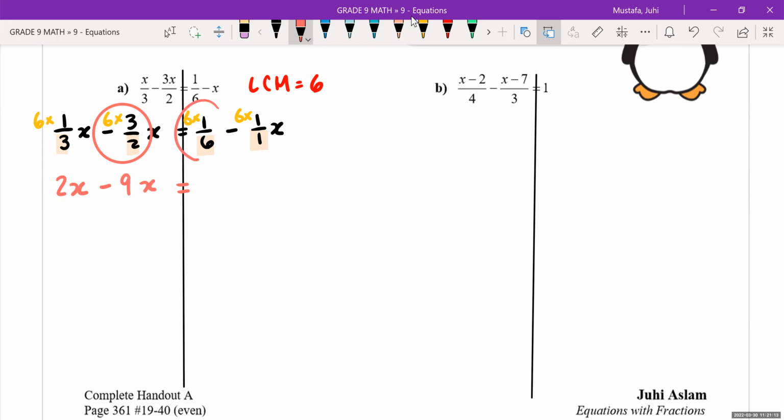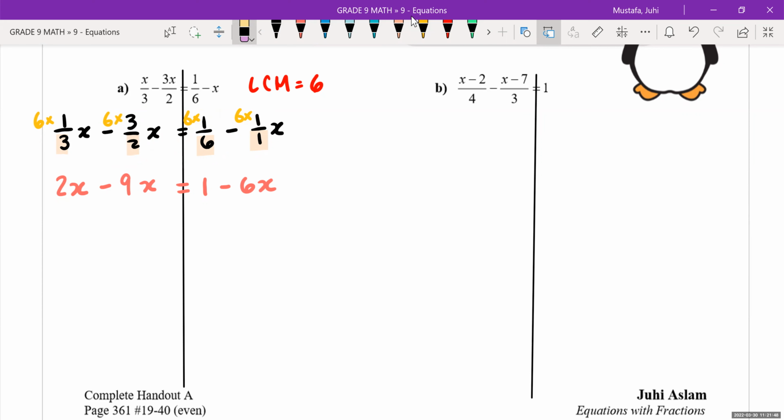Okay, on to the next one. 6 times 1 is 6. So all I'm doing is I'm multiplying the numerator with the magic number, and then I'm dividing it with whatever the denominator was. So 6 times 1 is 6, and 6 divided by 6 is 1. And for this one, we have 6 times -1 is -6. -6 divided by 1 is still going to be -6x. So we have 2x minus 9x is equal to 1 minus 6x.